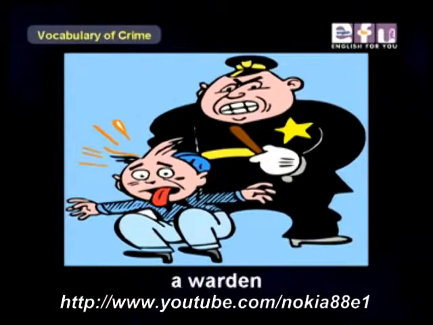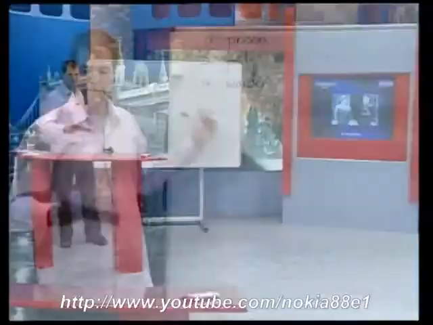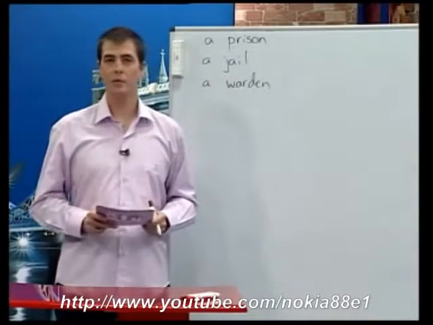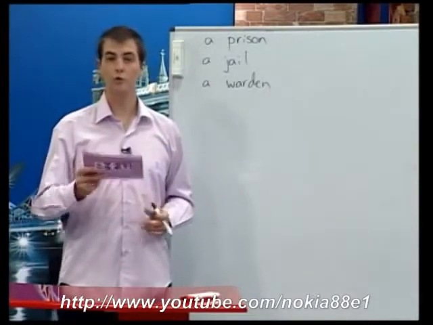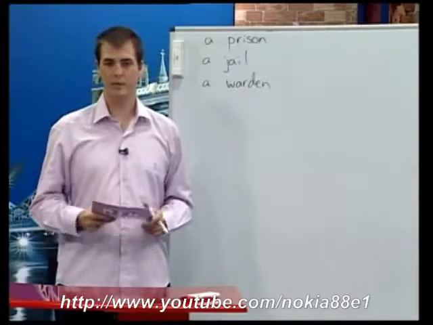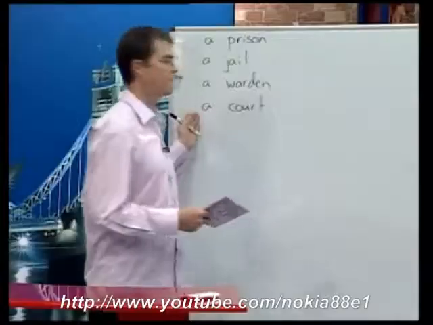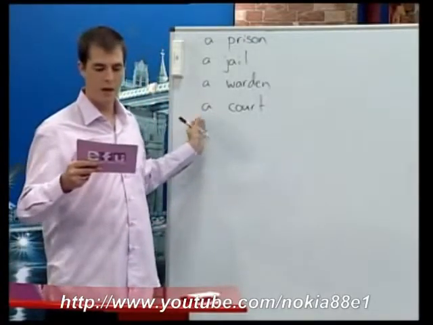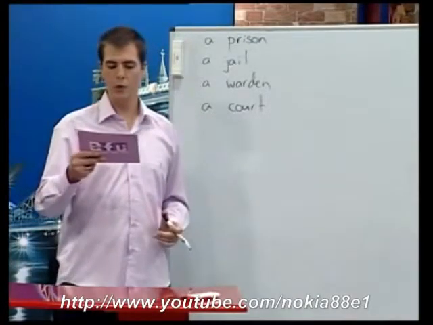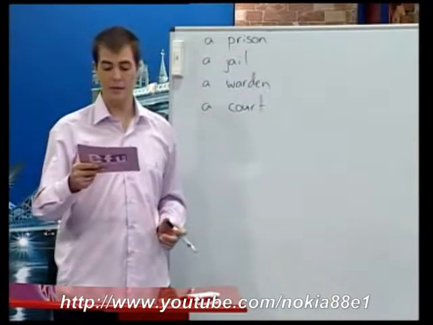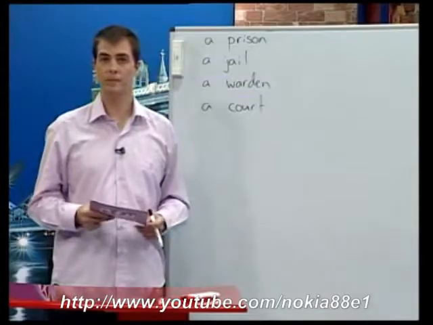A warden. A warden is an official whose job it is to make sure that the rules are obeyed in a prison. And next we have a court. A court is a building or a room where all the information concerning a crime can be given so that it can be judged.